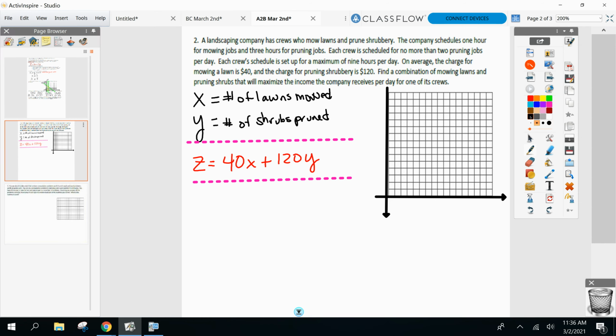It takes an hour to mow and 3 hours to prune, but you guys cannot work more than 9 hours. Think about an inequality you could set up there. 1 hour to mow, 3 hours to prune, but you can't work more than 9 hours in a day. Think about it before I call on somebody here. You guys can do this. I got confidence.